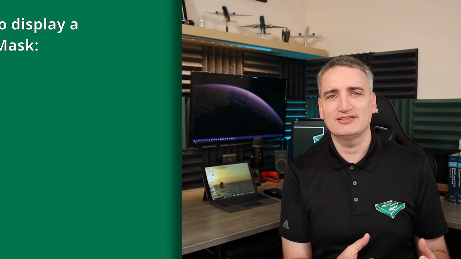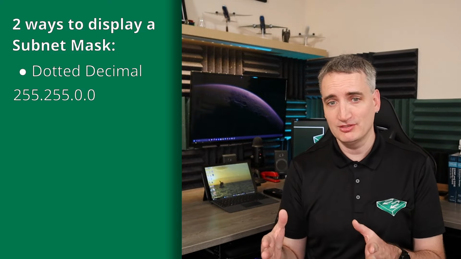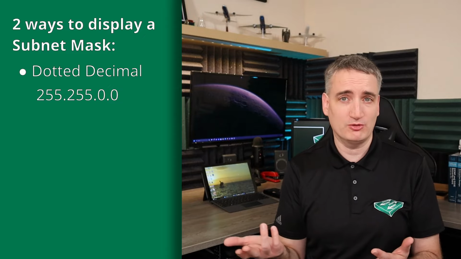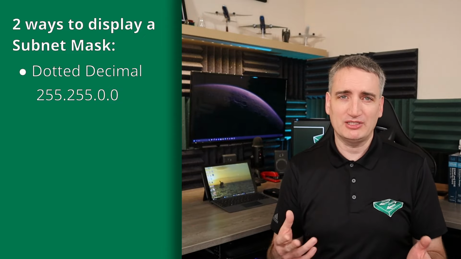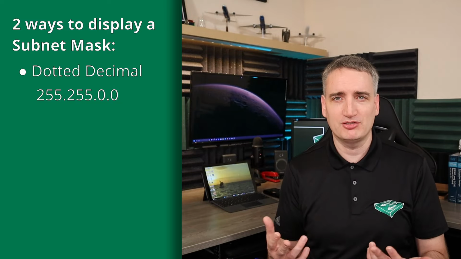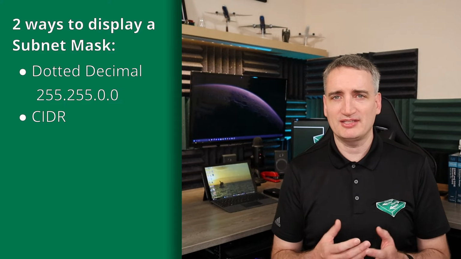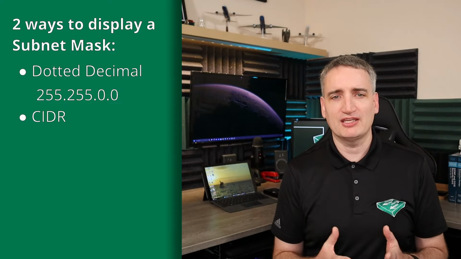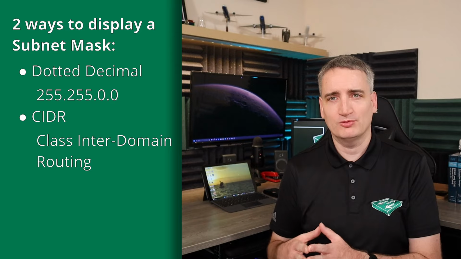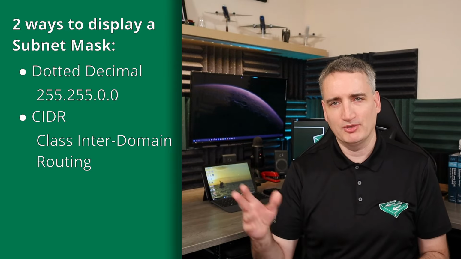So when I first introduced the subnet mask, I said there were two ways we could look at it. We could look at it in the dotted decimal notation, say 255.255.0.0. We've also been looking at it in binary notation, but we're not going to count that for this purpose. The other version is going to be called CIDR, C-I-D-R, which stands for Classless Inter-Domain Routing. All right, now that you've gotten that, just go ahead and forget what it actually stands for.